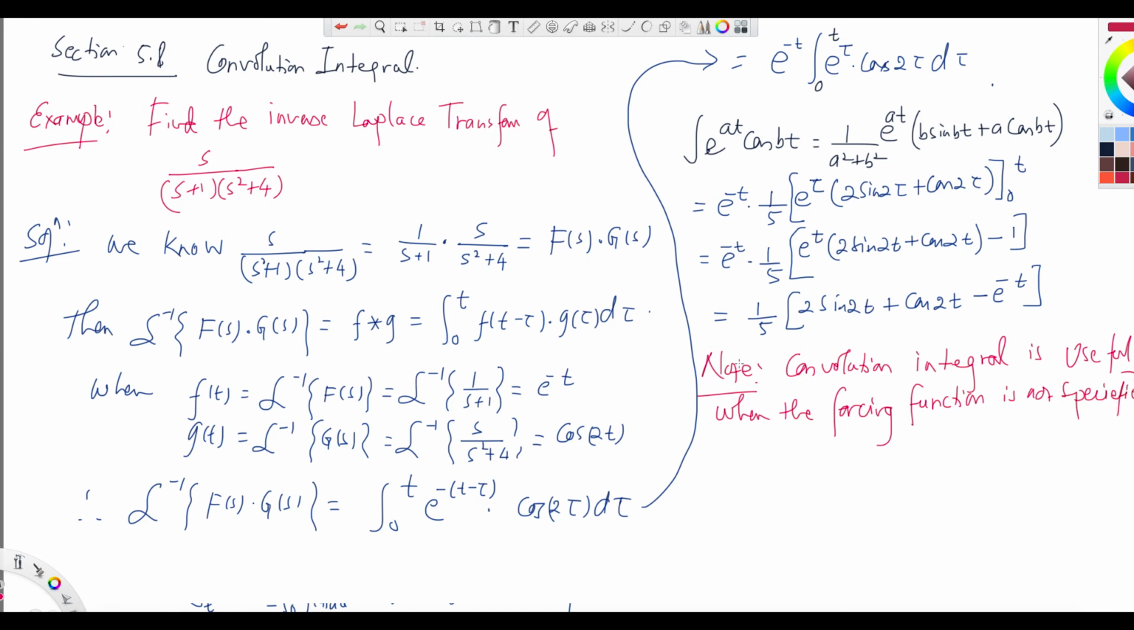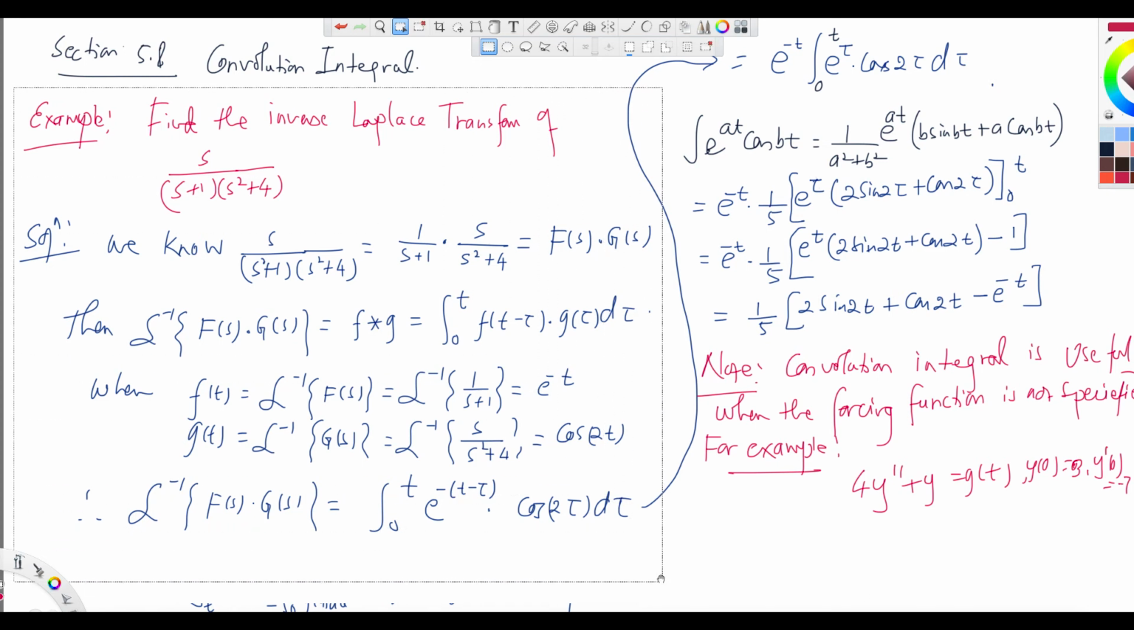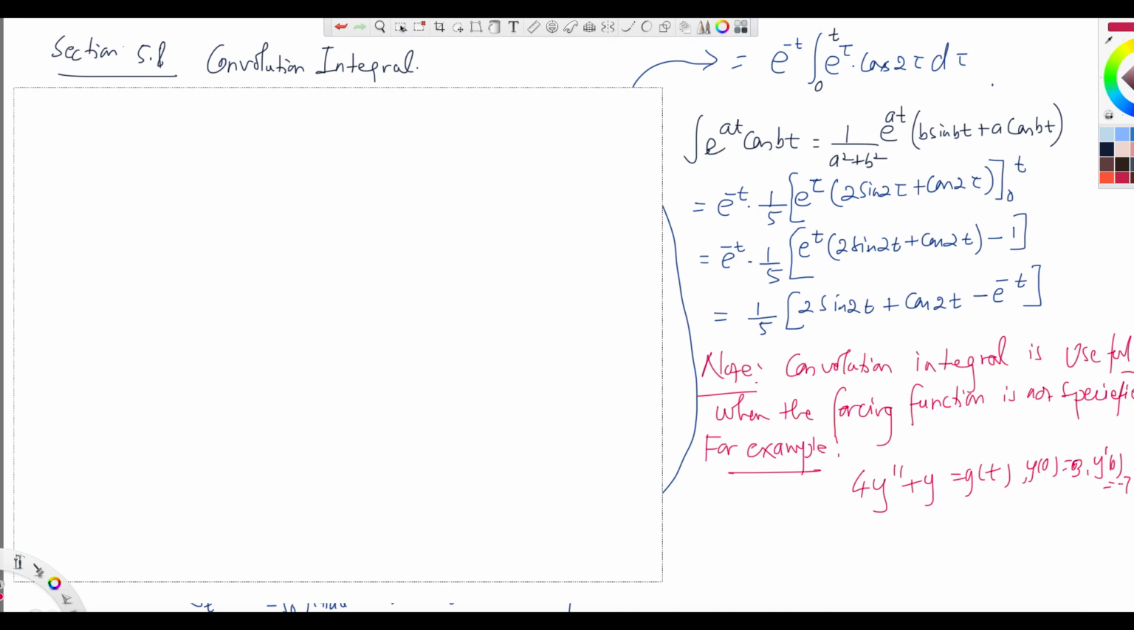What does that mean? That means, for example, suppose you have an equation like 4y'' + y = g(t), where the particular value of this g(t) function is not given, with y(0) = 3 and y'(0) = -7. Suppose you have this equation and you want to solve it. So how do I solve this one then? Let us see the work for that.